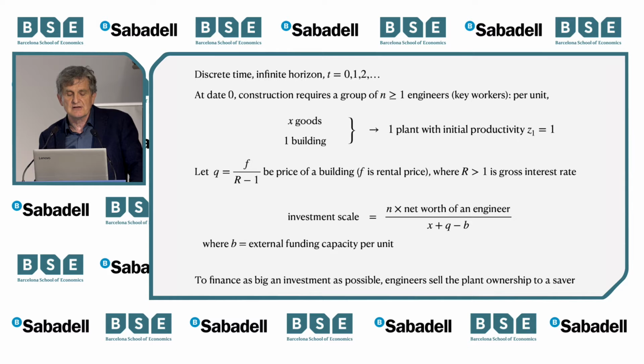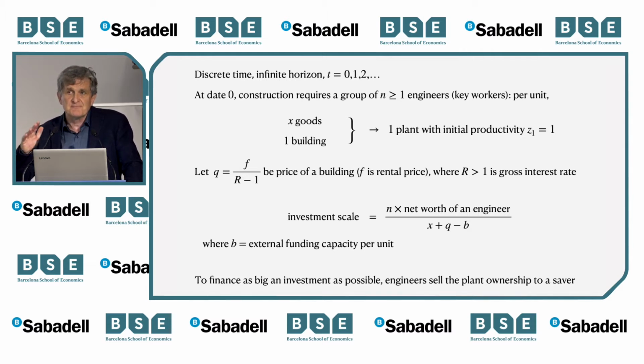And given constant returns, we just take what net worth the Johns can collect, all N of us collectively put in, that's the numerator, and divide it by, if you like, the required down payment per unit of investment, which is the gross cost, X plus Q, minus the leverage, B, per unit.